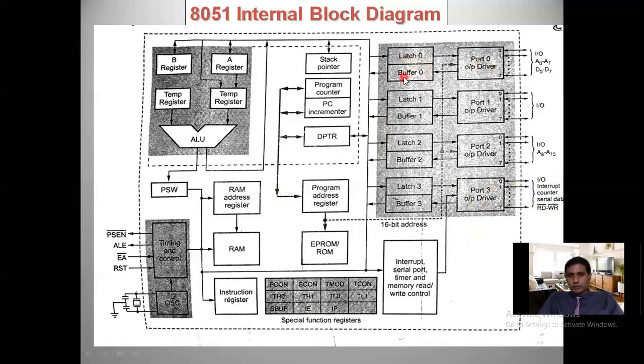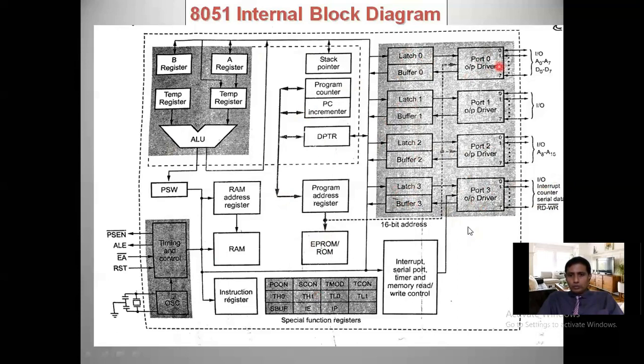If it is input, we are calling it a buffer. If it is output, we are calling it a latch. Like that, latch 0, buffer 0, latch 1, buffer 1. Similarly for port 2 also, latch 2, buffer 2. Port 3 also, latch 3, buffer 3. Okay. So like that various blocks are present and they are connected to the internal bus of 8051.